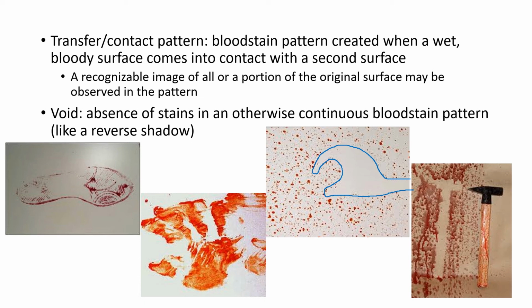Same thing in that picture on the far right. Here we have a lot of blood, but there is an empty space, a void in the middle, that if we trace it out, matches the shape of this hammer. So this hammer was here when the blood was deposited, and then someone picked it up and moved it. So the absence of blood can also give us clues.